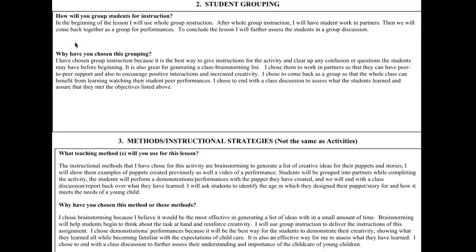How will I group the students for instruction? In the beginning of the lesson, I will use whole group instruction. After whole group instruction, I will have students work in partners. Then we will come back together as a group for performances. To conclude the lesson, I will further assess the students in a group discussion. Why have I chosen this grouping?